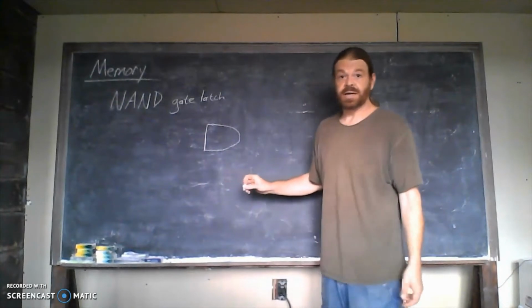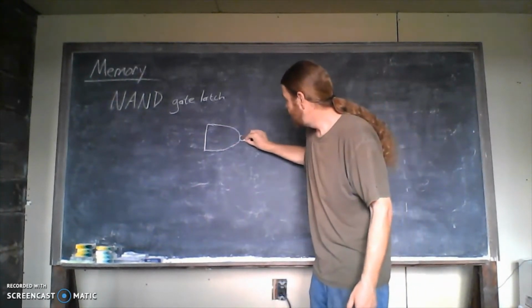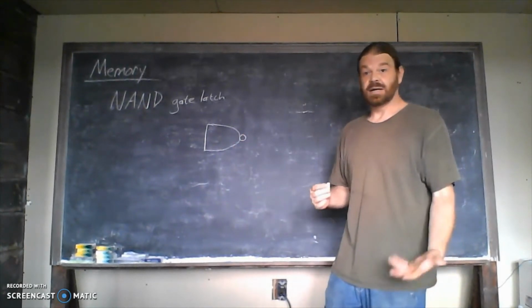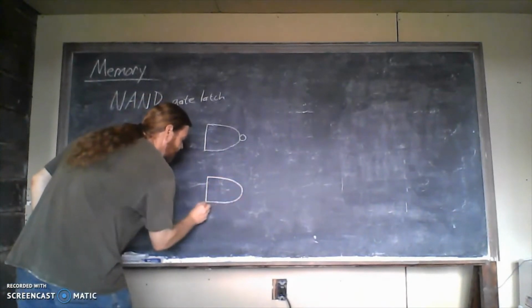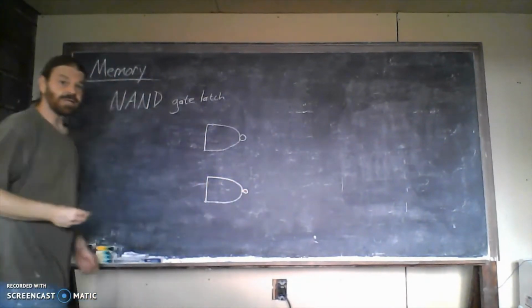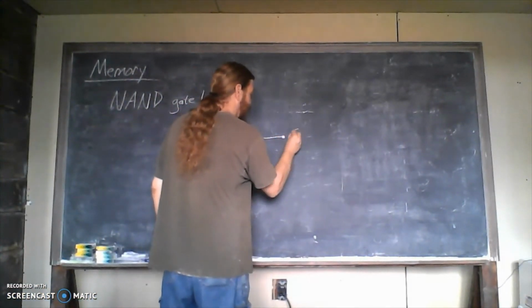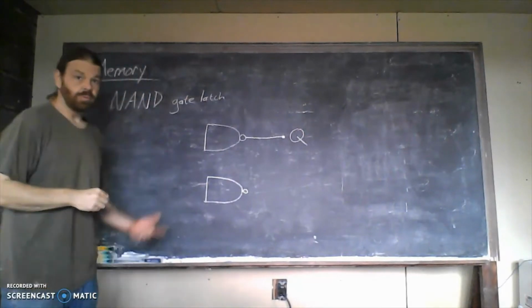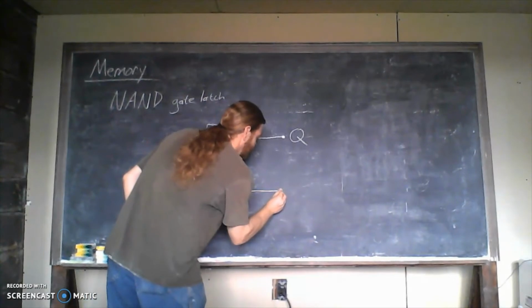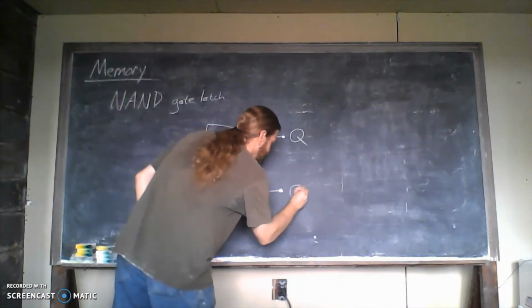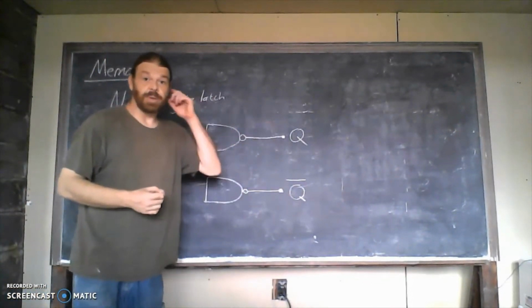So our symbol for NAND, we have an AND symbol, and then we add a little dot to indicate that it's not. And we'll need 2 of those in order to keep a bit present. So this first one, that's going to give our Q, which is our stored bit. And the second one will give our not Q, which is the complement of our stored bit.